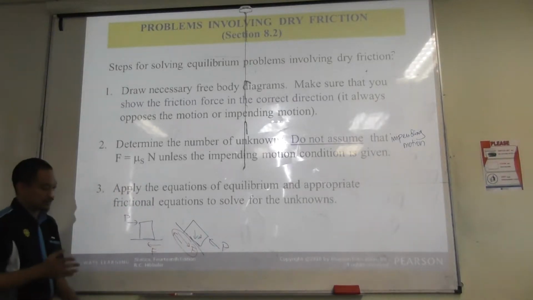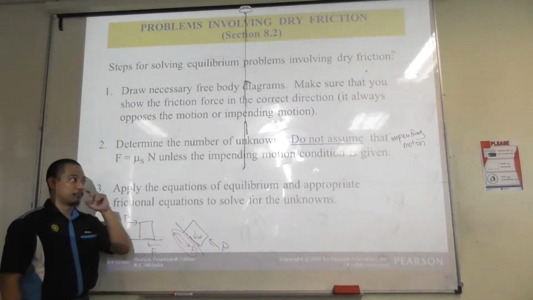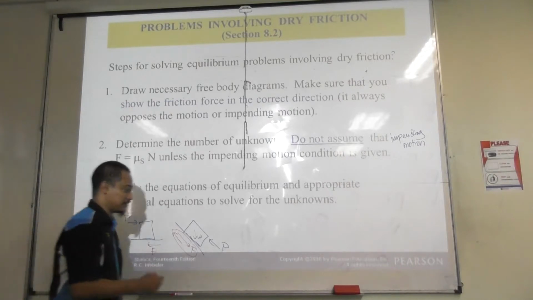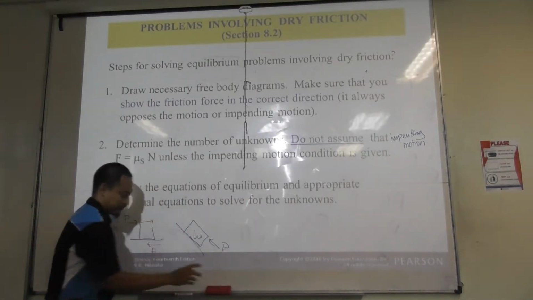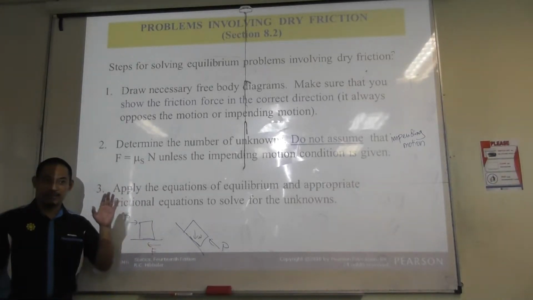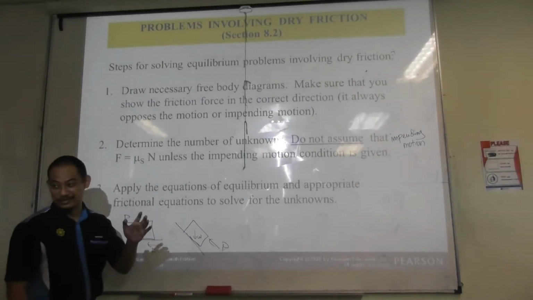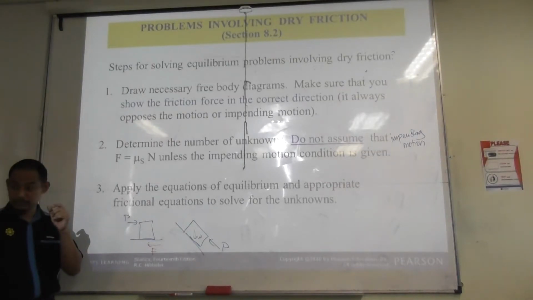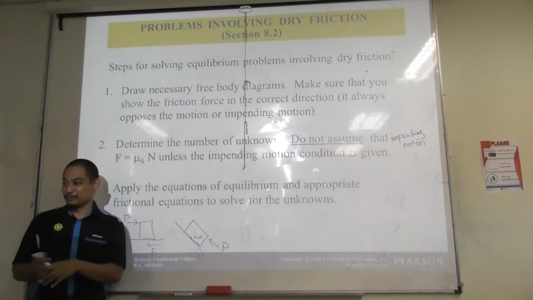Because if the question says something like this, what is the maximum force to prevent it from sliding down? Okay, what is the direction of friction? Do you understand? I repeat the statement. What is the maximum force to prevent? No. What is the minimum force to prevent it from sliding down? Because any more than that is also not going down. But what is the minimum force?